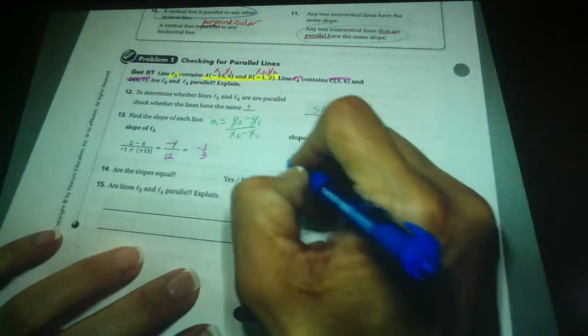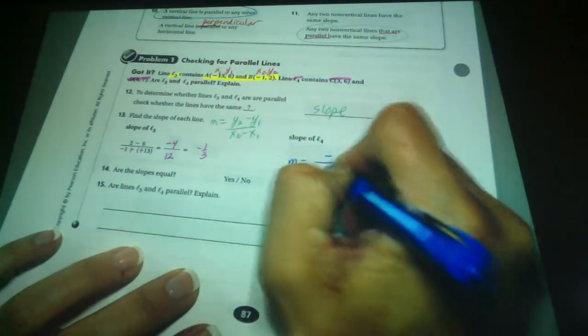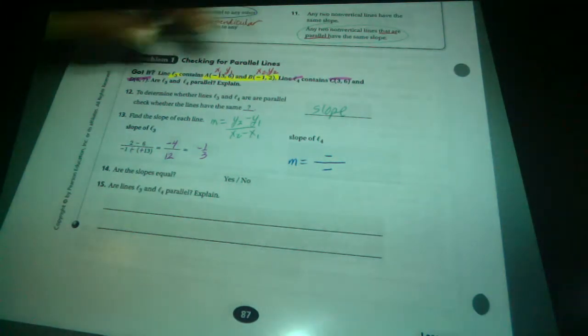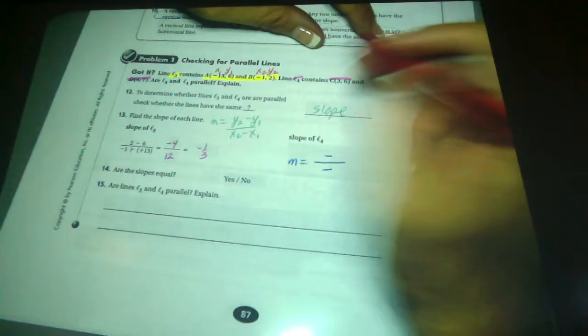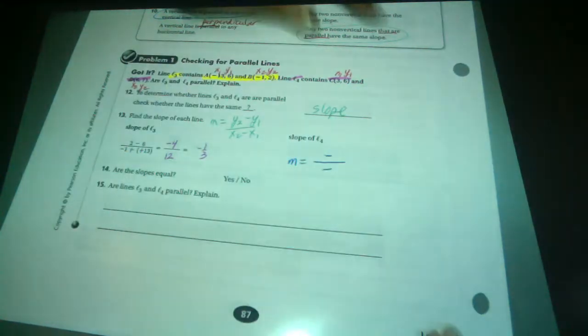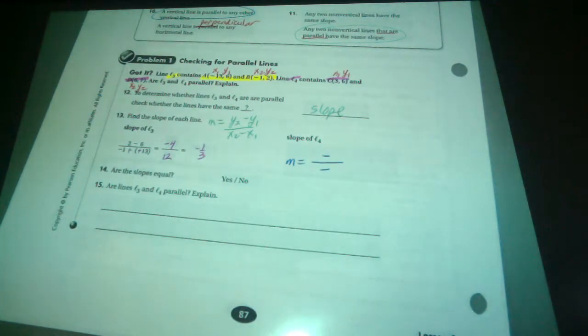Then we're going to look at the slope of line 4. So you go ahead and find that slope. I want you to get in that habit of using the template. So write out those subtraction signs first before you plug in your numbers, and then make sure that you label these: x sub 1, y sub 1, x sub 2, y sub 2. And then you find the slope. And then answer questions 14 and 15.